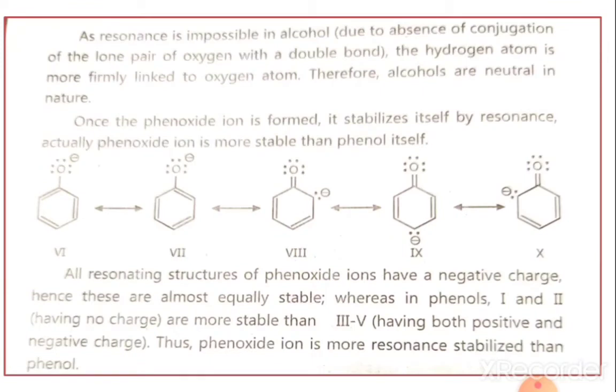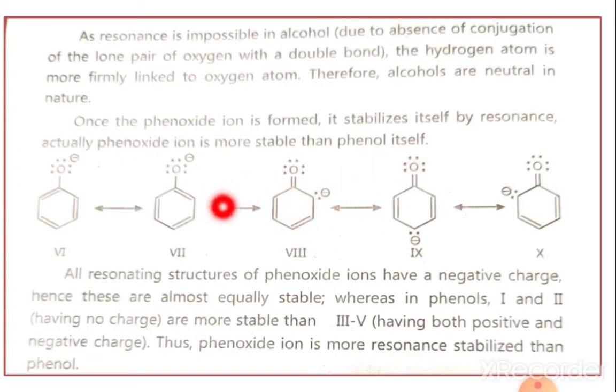Resonance is impossible in alcohol, because in alcohol no resonance is possible due to the absence of conjugation of the lone pair of oxygen with a double bond, and the hydrogen atom is more firmly linked to the oxygen atom. Therefore alcohols are neutral in nature. Once the phenoxide ion is formed, it is stabilized by resonance. Here the resonating structures are shown. Actually, the phenoxide ion is more stable than the phenol itself.